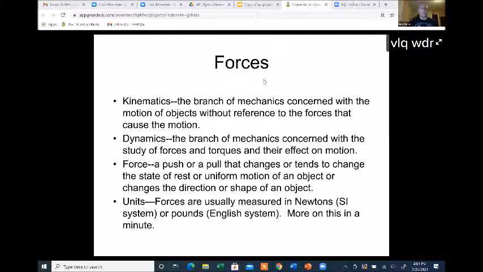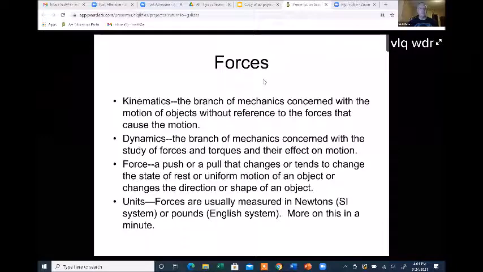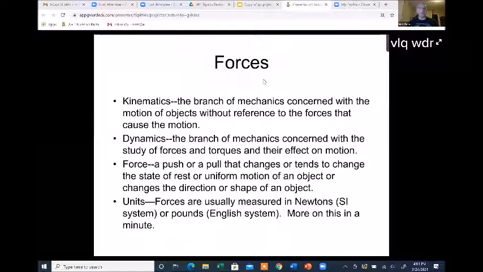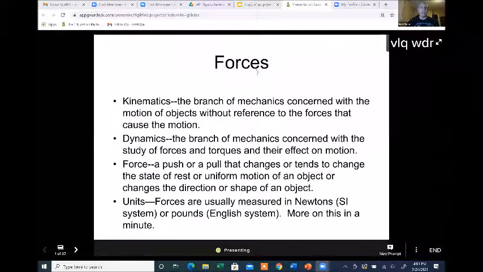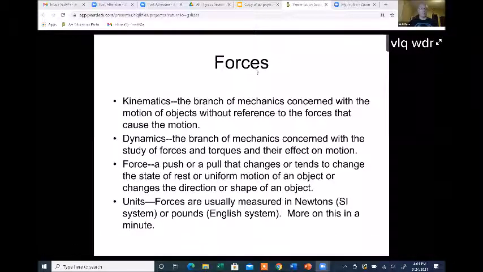All right, we're going to start in the Pear Deck window. Today, we're talking about forces. Last time, we talked about kinematics, which was the branch of the field of mechanics that talks about how things move, talks about motion, but it doesn't take into account the forces that cause that motion. Today, we're going to get into dynamics, and that's the branch of mechanics that looks at motion and the forces, or if we're rotating, the torques that cause that motion.